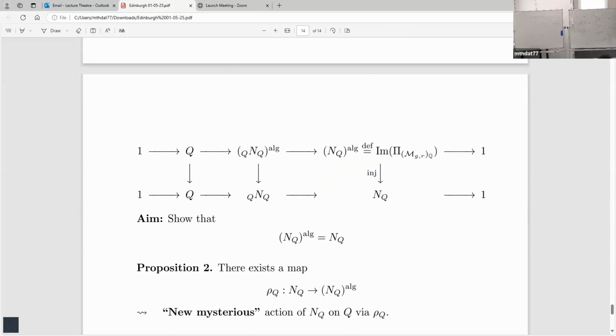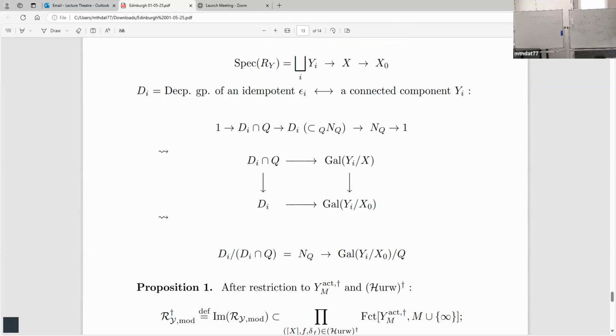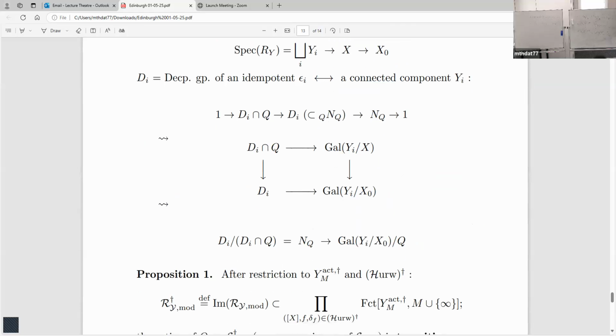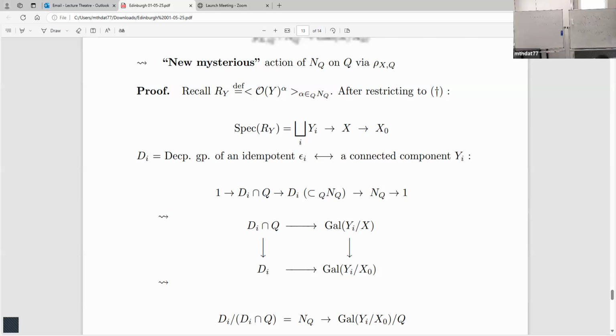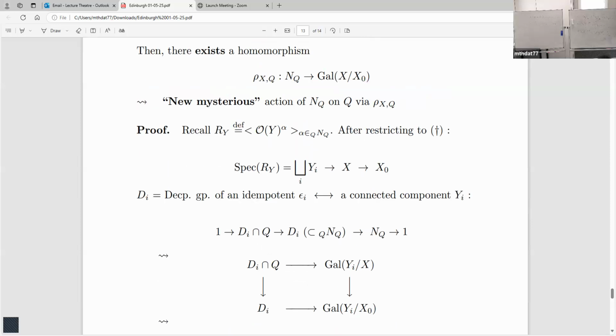Is NQ finite? Before you go to NQ, the map from NQ to low XQ, but X over X naught is infinite. Yeah, but here, as I said, I'm cheating a little bit. I'm carrying NQQ, but this should be R or some.